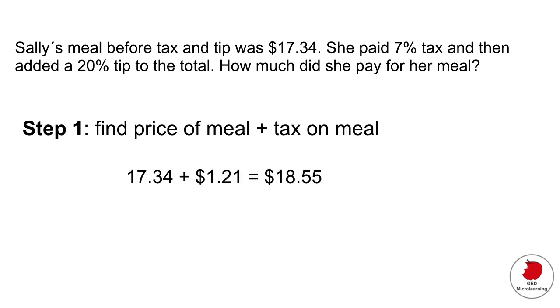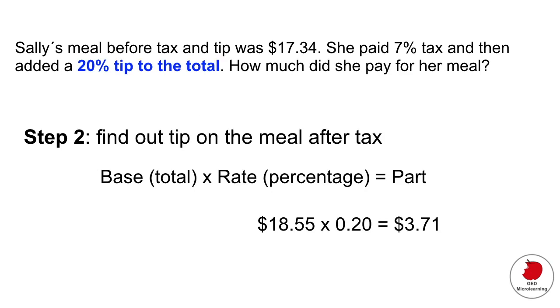So now we add that $1.21, which was the tax on the meal, to the original price of the meal, and that gives us what the price of the meal was. Okay, so $18.55. On top of those $18.55, the next thing that we want to do is calculate the 20% tip of that total.